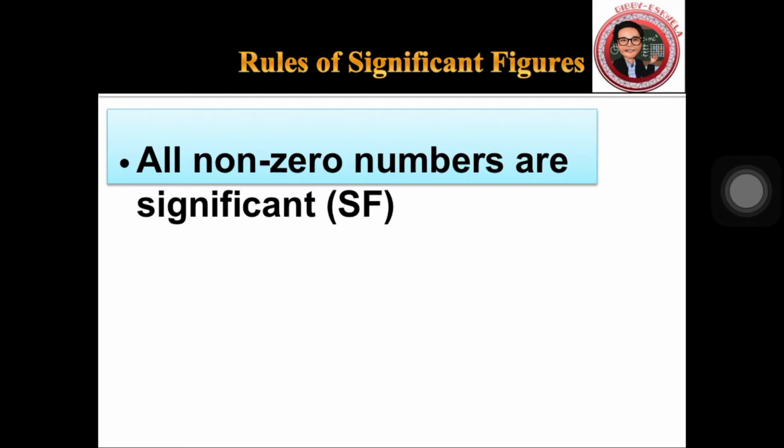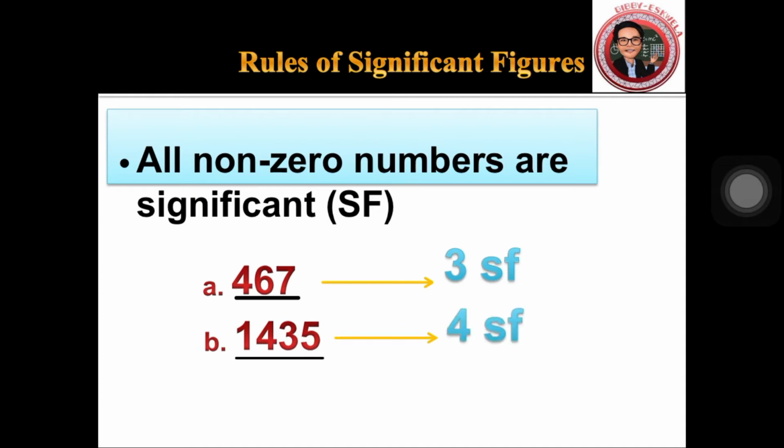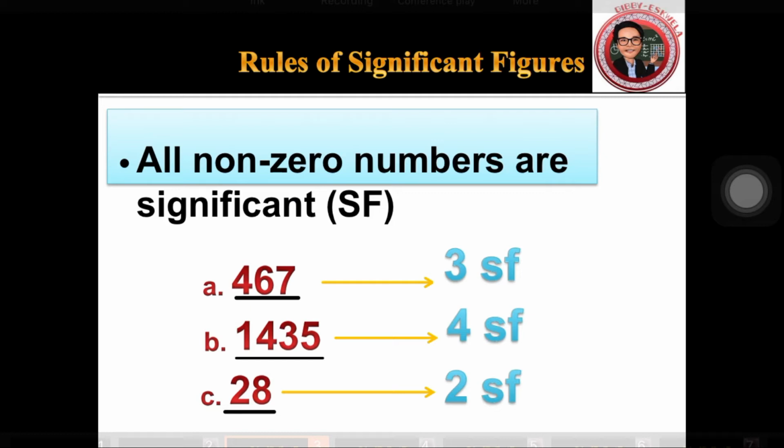Okay, rule number 1, all non-zero numbers or digits like 1, 2, 3, 4, 5, 6, 7, 8, and 9 are significant. For example, I have here 467 wherein there are 3 non-zero numbers, 4, 6, and 7, and based on the rule, this should give us 3 significant figures or 3 SF. How about for letter B? How many non-zero numbers do we have there? Yes, 4. So how many sig figs does it have then? Definitely, it's also 4. And for the last one, how many significant figures do we have in letter C? Okay, we have 2 significant figures or 2 SF because we have 2 non-zero numbers there.